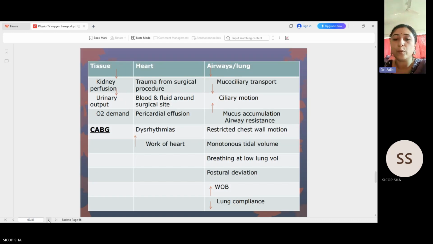Next, in post CABG again, the kidney perfusion goes down, urinary output goes down, and oxygen demand increases. In case of the heart again, the work of the heart is going to go up. There could be dysrhythmias. In the airways again, there is going to be decreased mucociliary transport and decreased ciliary motion, or there could be restricted chest wall motion because of pain. The patient is not going to breathe in deeper. There could be monotonous tidal volume breathing or breathing at low lung volumes. Thereby, the lung compliance is going to go down and the work of breathing is going to increase. More or less similar changes are seen in case of abdominal surgery. Next slide.